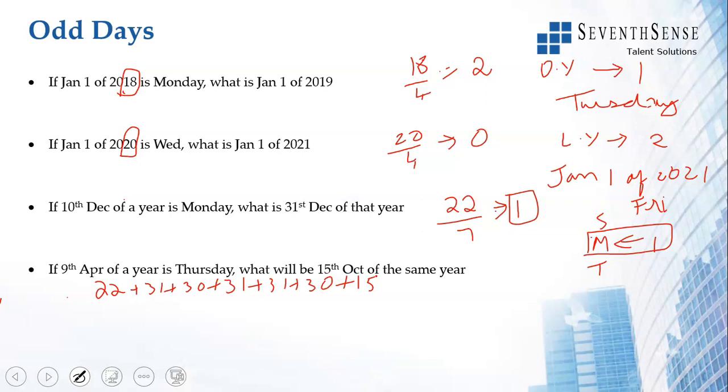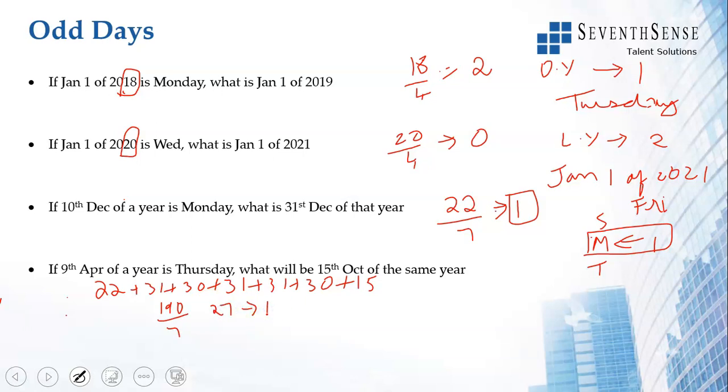So these are the number of days between 9th April and 15th October. You have to count both the days, right? That is why I counted 9th April to 30th April as 22. So when you add these numbers, you get 190. 190 by 7 gives me 27 with the remainder of 1.